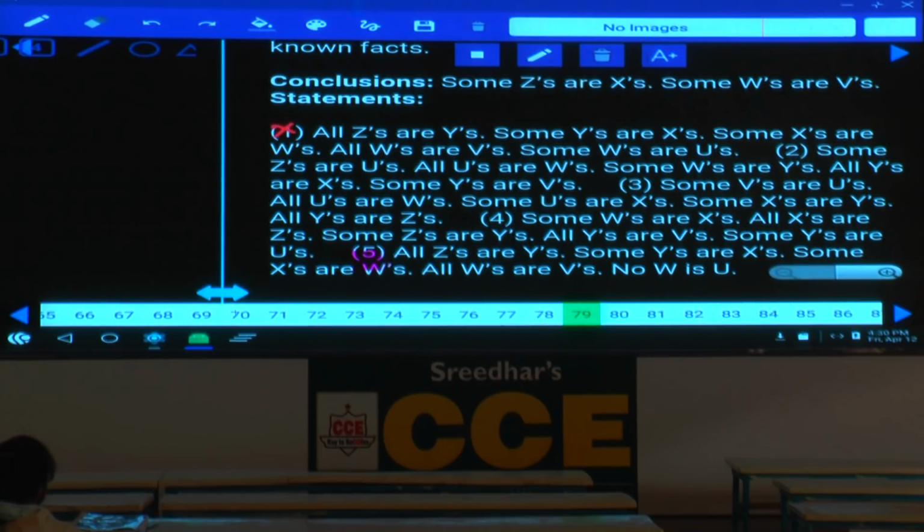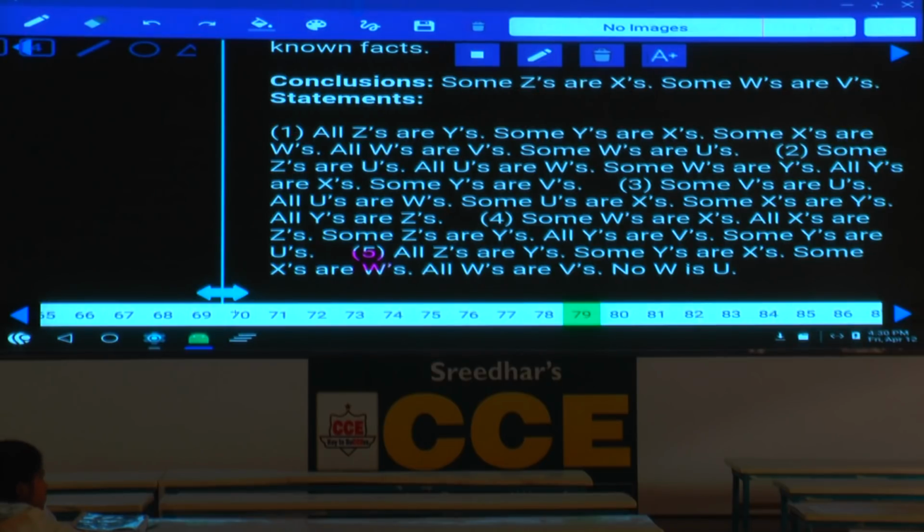Then coming to choice 2. Now in choice 2, all U are W, isn't it? Now the first one, some Z are U. Z is here and U should go, Z should be present, U should go, and X should come. Is there any statement between U and X here? No statement, and that is completely ruled out, isn't it?